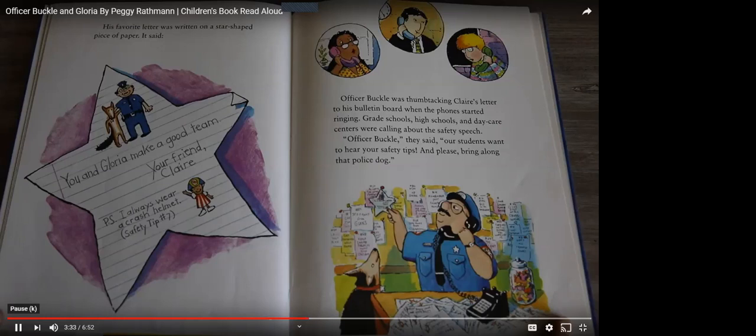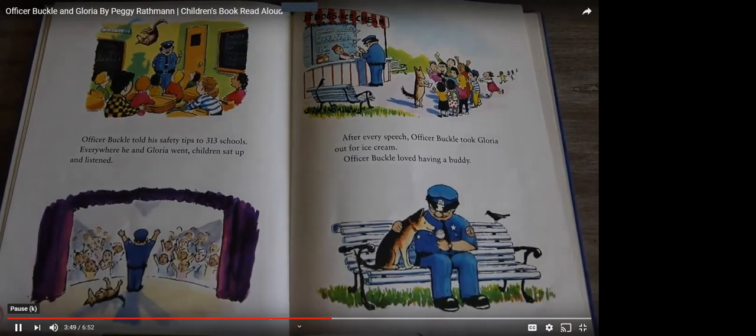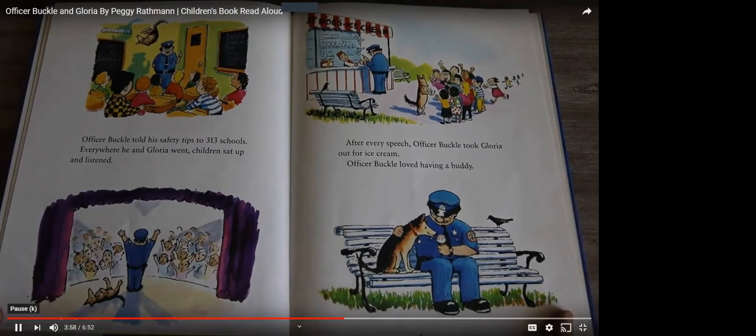Grade schools, high schools, and daycare centers were calling about the safety speech. Officer Buckle, they said, our students want to hear your safety tips. And please, bring along that police dog. Officer Buckle told his safety tips to 313 schools. Everywhere he and Gloria went, children sat up and listened. After every speech, Officer Buckle took Gloria out for ice cream. Officer Buckle loved having a buddy.